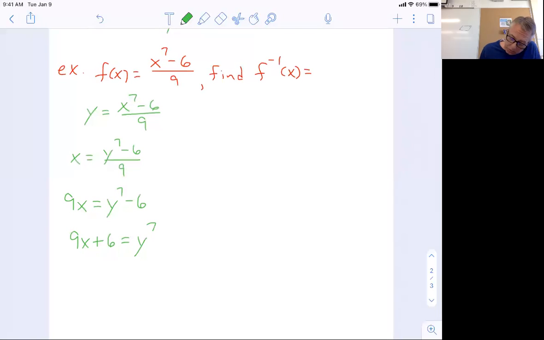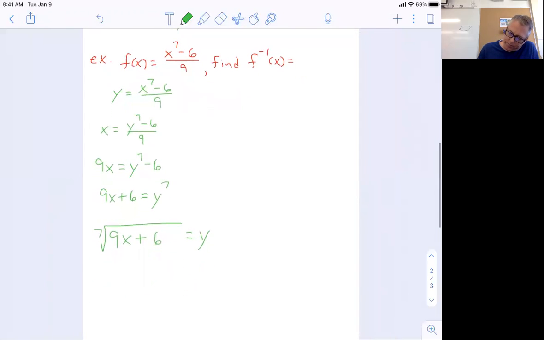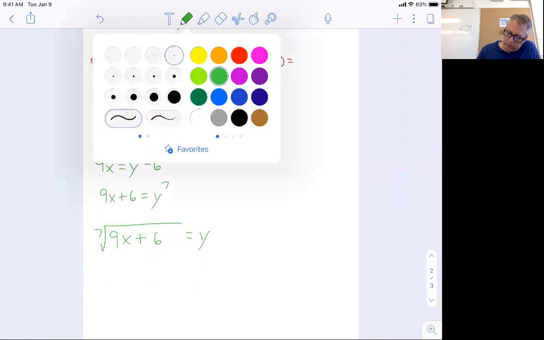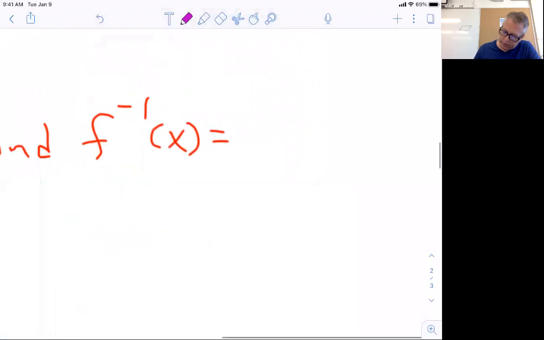And then I have to take the 7th root, or I could do the 1/7 power. That would be fine also. So I'll write it as a root, but you could also do to the 1/7 power. So the 7th root of 9x plus 6 is equal to y. And this is our inverse function. So that's the 7th root of 9x plus 6.